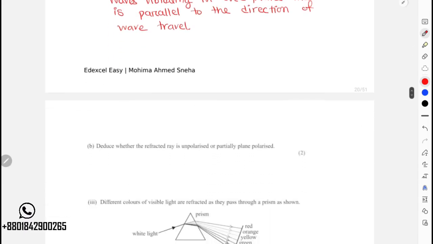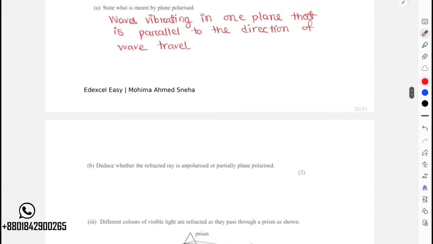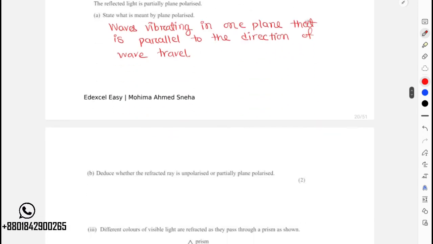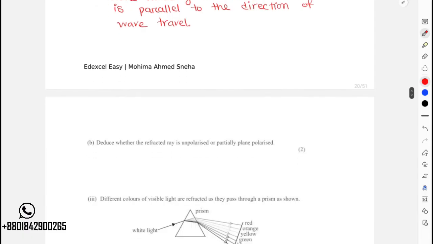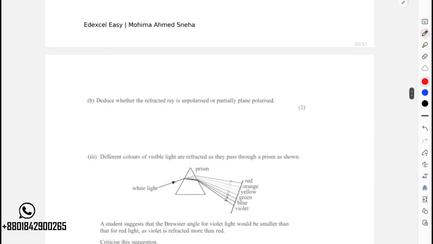Okay, again a repeated question: deduce whether the refracted ray is unpolarized or partially polarized. I don't think I can wait 1 minute. For that part, I think we need some mathematical calculation which I didn't include over here, because this was just specific for your equation for this kind of question. So I will be skipping this.